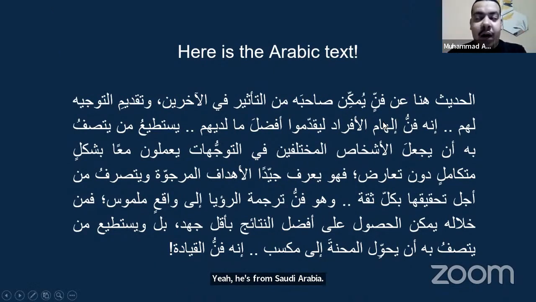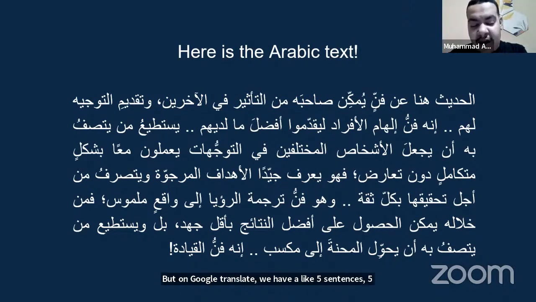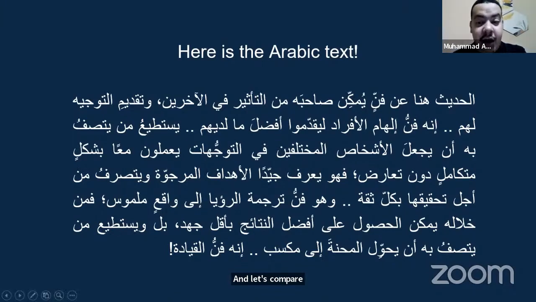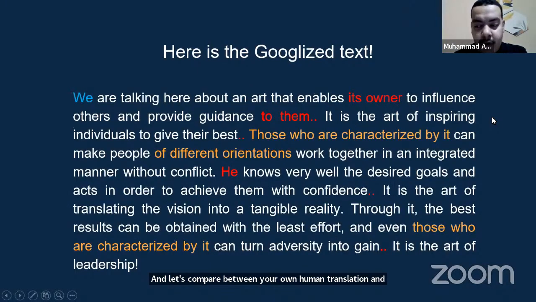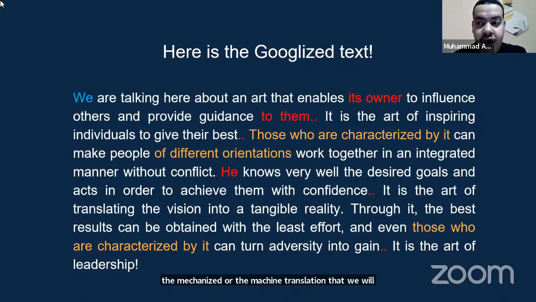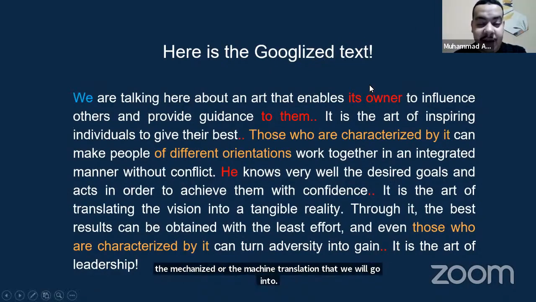This is the text put on Google Translate. So it's 7 lines put on Google Translate. We have like 5 long sentences, and a lot of phrases. So let's try to put this text on Google Translate, and let's compare your own human translation and the machine translation, to showcase how a machine can translate this.